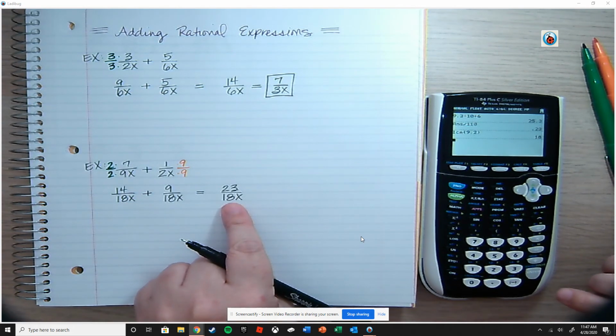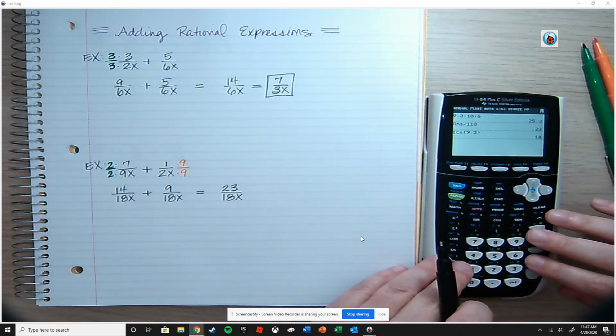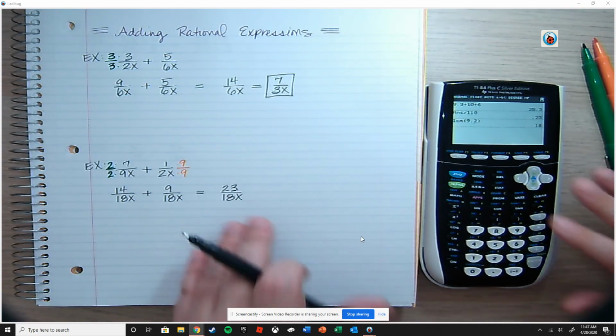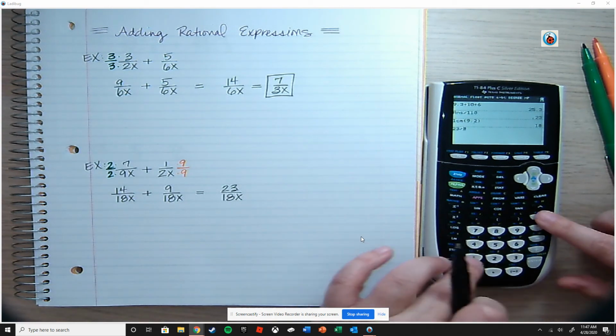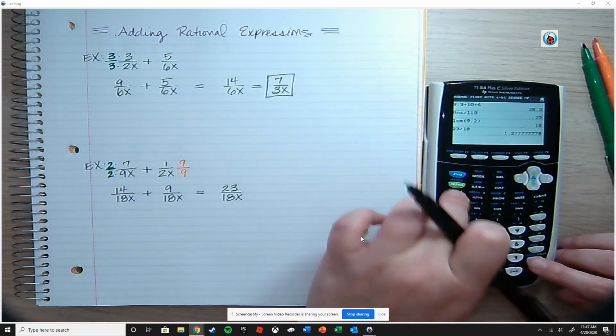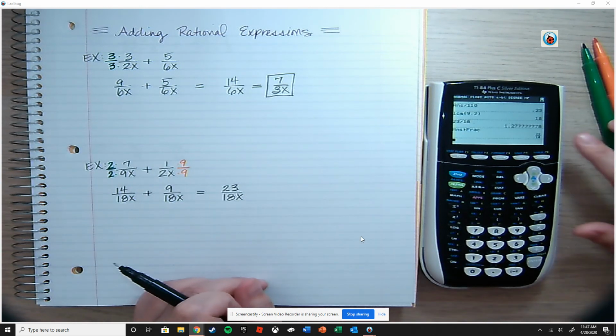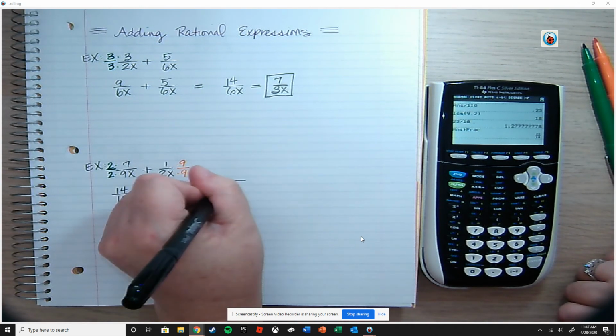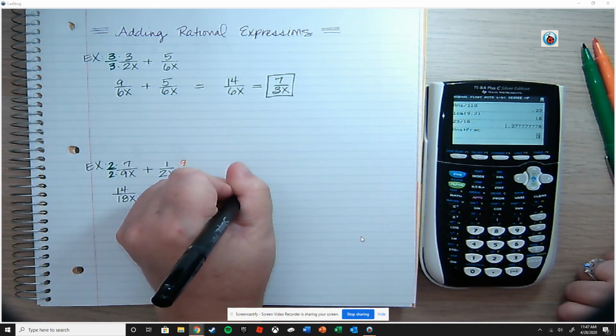All right, and 23 over 18, and again, if you've got your calculator, you're not sure about 23 over 18, whether or not it simplifies, math enter, enter, you get the same answer. So this is my final answer.